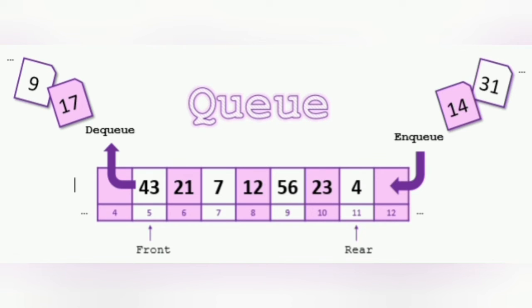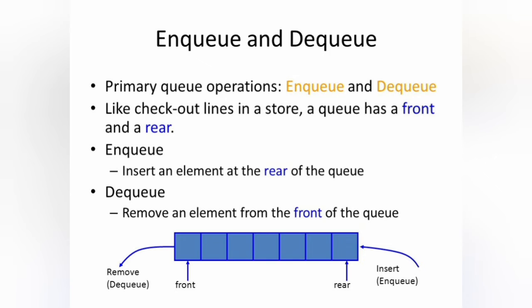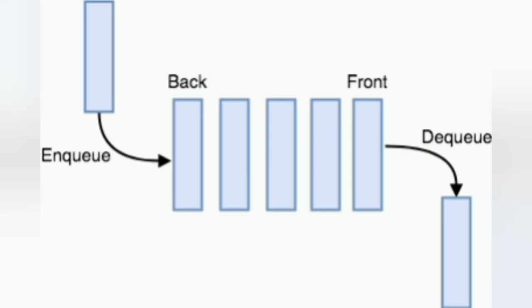Like checkout lines in a store, we are all familiar with queues. Front and rear will be there. Enqueue means insert an element at the rear, whereas dequeue means remove an element from the front of the queue. So insertion and deletion take place at both ends, not like in stack. That is the main difference between stack and queue. We are all familiar with queues in real life situations also. The same thing is happening here. Stack follows the LIFO structure, but the queue follows the FIFO structure.